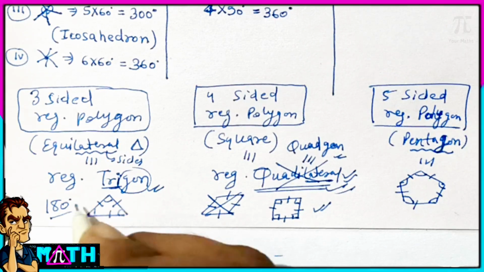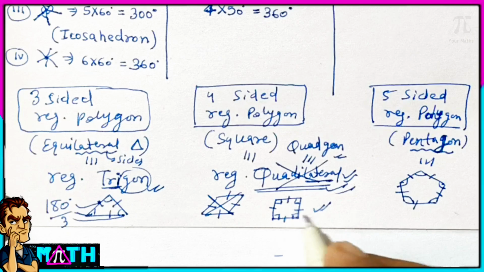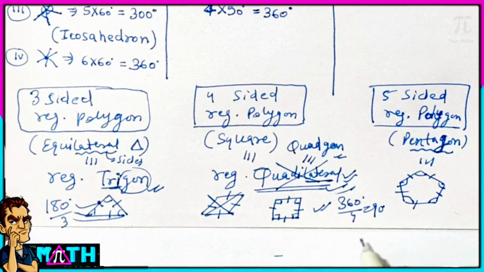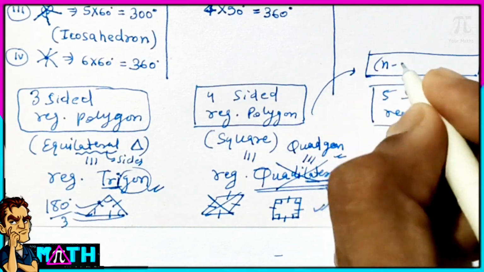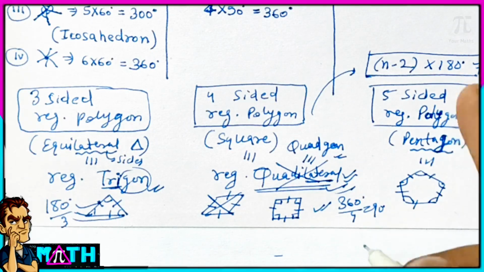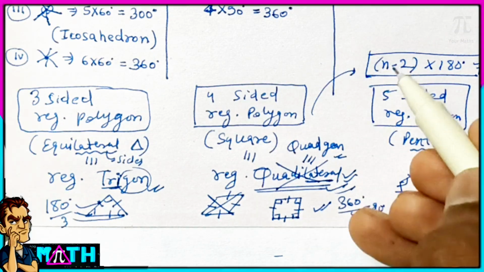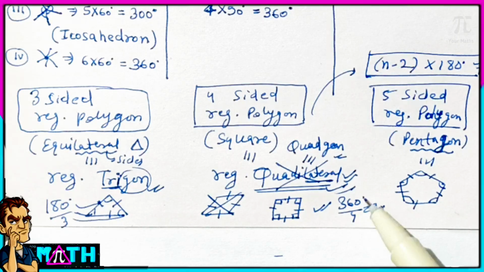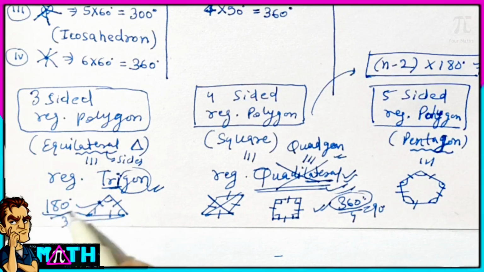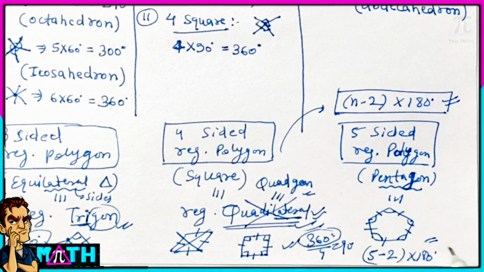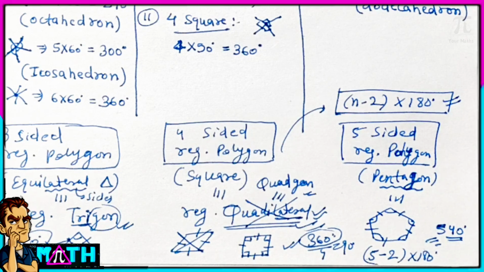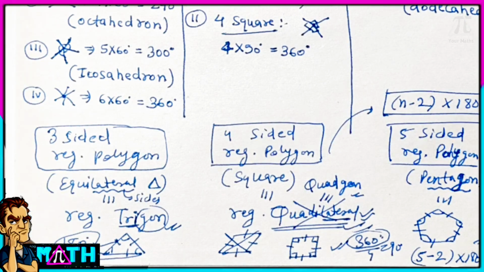Now a square has 360 degrees in total, divided into 4 equal angles of 90 degrees, and the common formula to get the interior angle sum is (n minus 2) into 180 degrees. So when you put 4 sides, 4 minus 2 is 2, into 180, that is 360 degrees. In the triangle case, when you put 3, you get 180 degrees. In this case 5 minus 2, because they have 5 sides, so 3 into 180 degrees, that is 540 degrees.